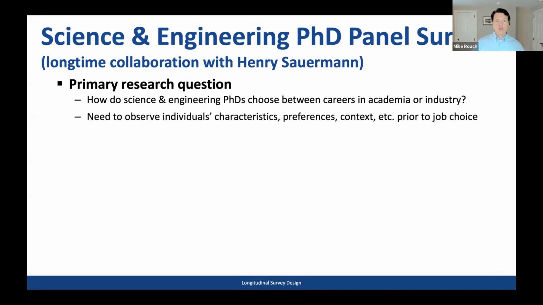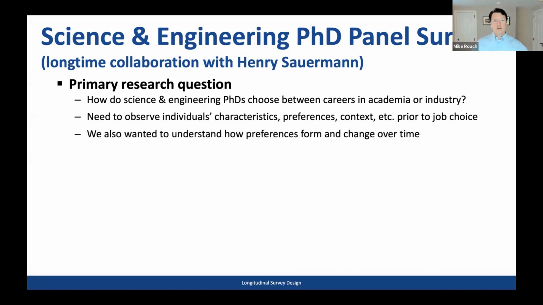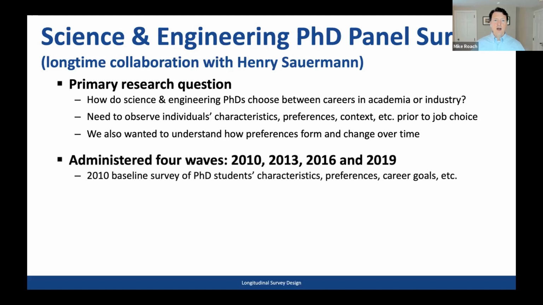How do people make these choices? And so you have to observe these individuals, things about their characteristics, their preferences, the context that they're in before they make that choice. And so we also want to understand how these preferences form and change over time. So what we did in our study was we did a baseline survey of individuals who were PhD students.